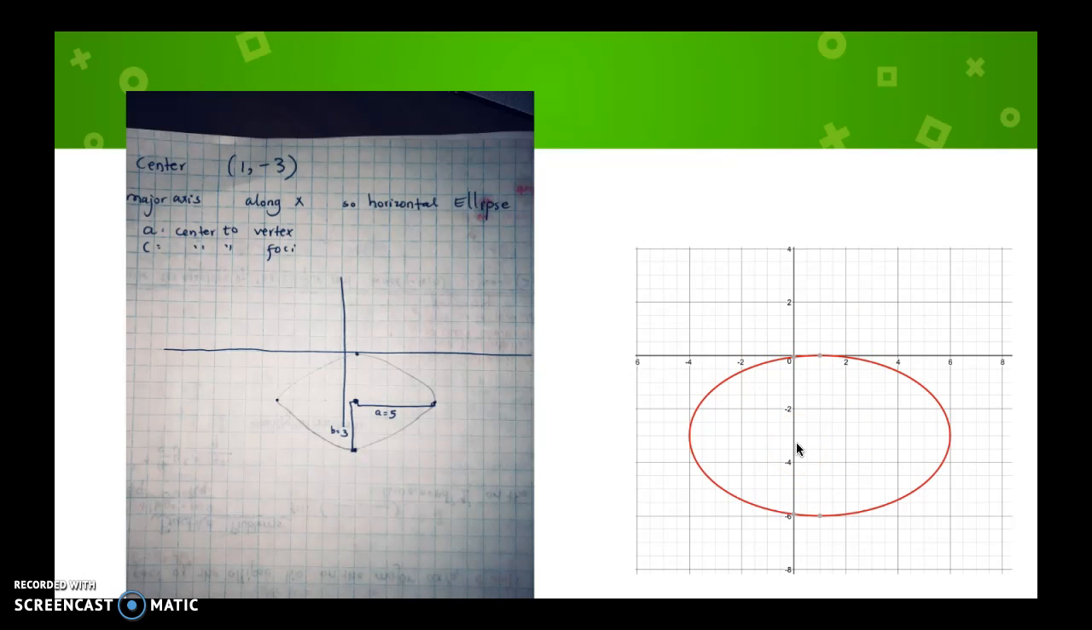Okay, and then the eccentricity, what did you find for that? It's c over a. We have to use that formula, c squared equals a squared minus b squared, and that will give us c. We already know that a is 5, so we just divide c over a, and we should have the eccentricity value.